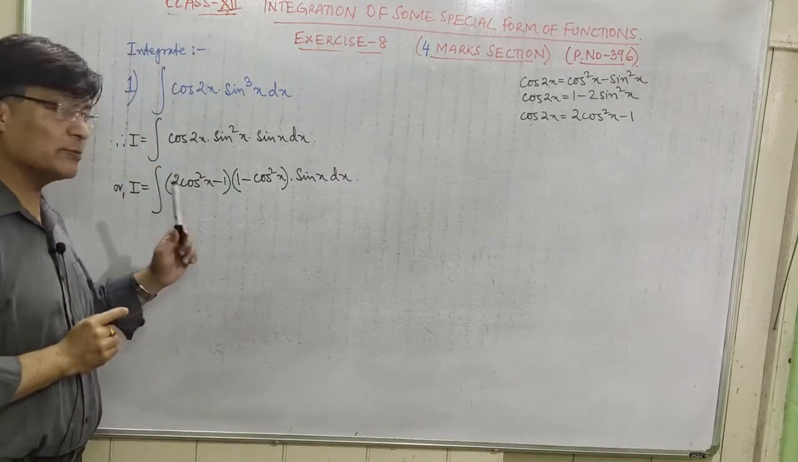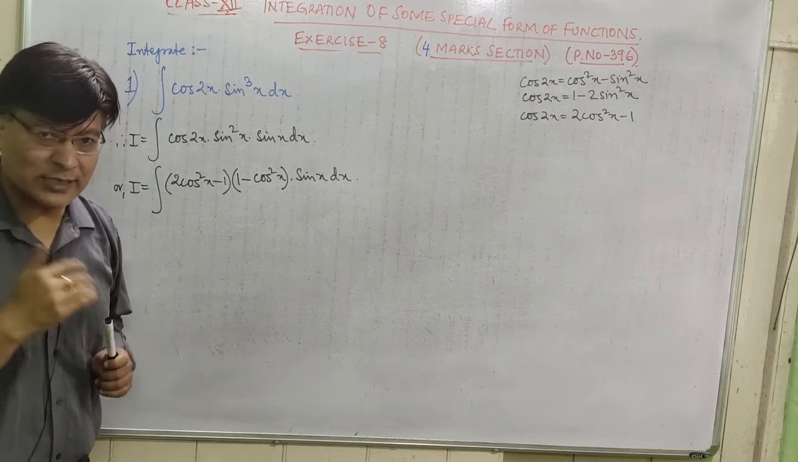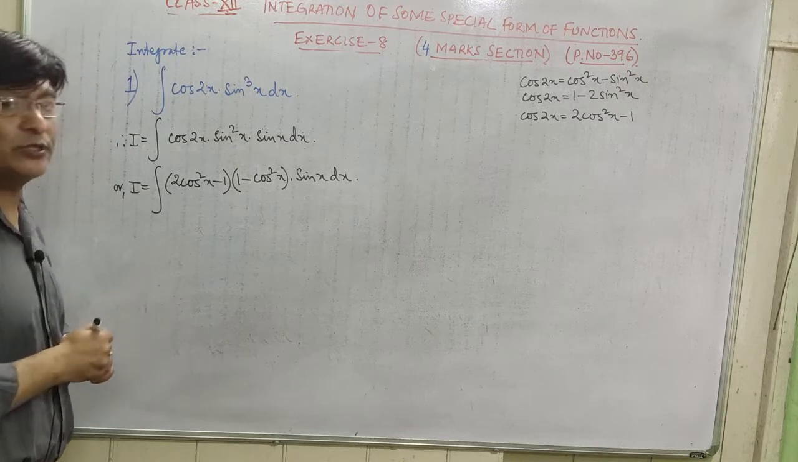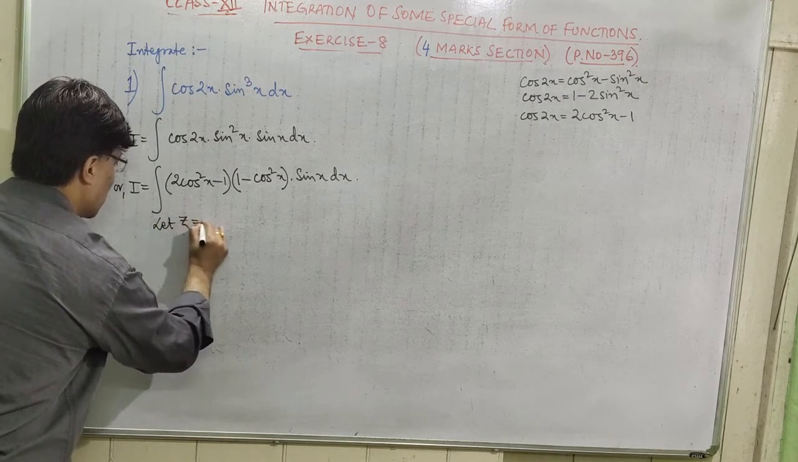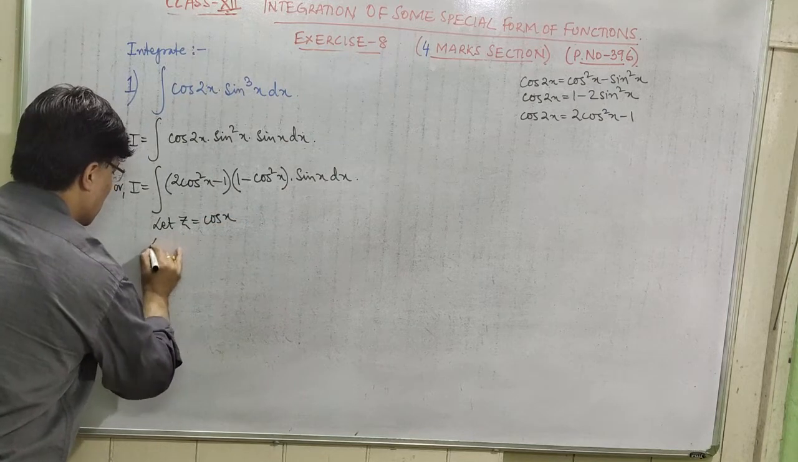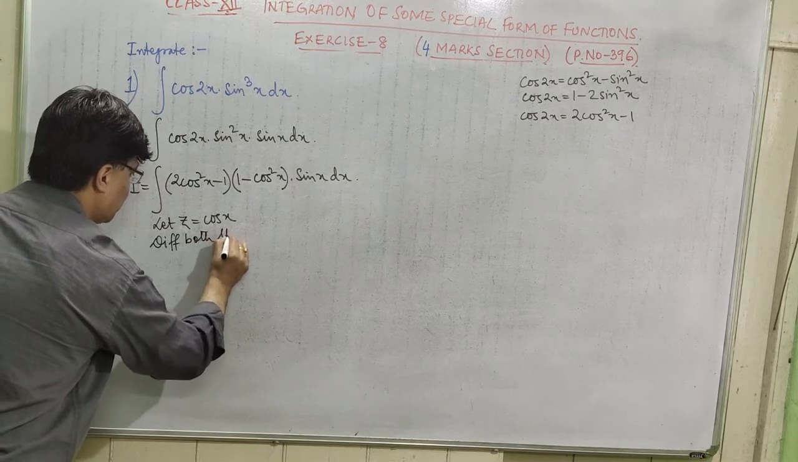So let us do the method of substitution. Which function is taken as z? Here the differentiation of cos x is minus sin x. So let us assume z is equal to cos x. So let z is equal to cos x. Now write down, differentiating both the sides.